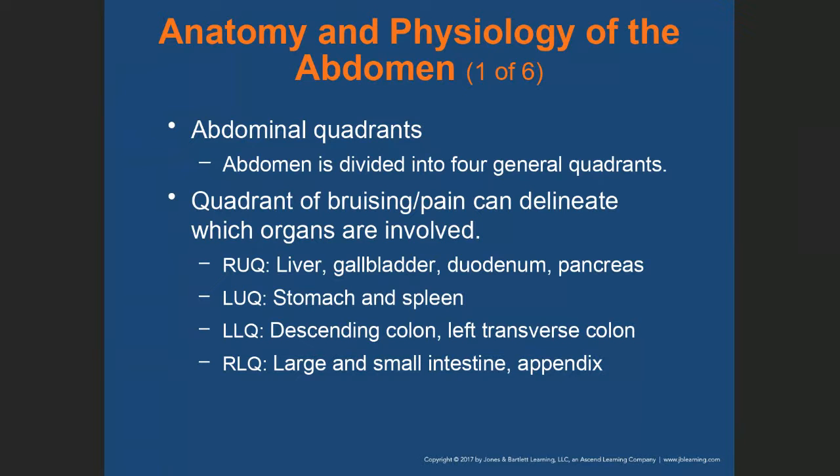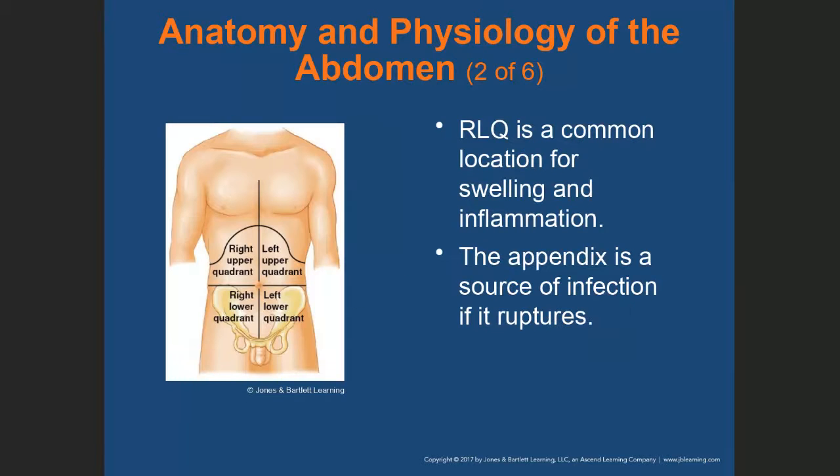In the left lower quadrant, you have the descending colon and left transverse colon, and in the right lower quadrant, you have the large and small intestine and the appendix. The right lower quadrant is a common location for swelling and inflammation. The appendix is a source of infection, and if it ruptures, it can be life-threatening. We will discuss that more when we cover the medical component of this chapter.